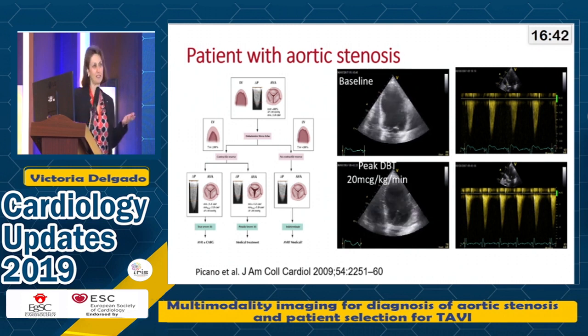So if you increase the contractile reserve and the flow, and the gradient increases, but also the aortic valve area increases above 1 square centimeter, that will be a pseudo-severe aortic stenosis. The problem is in the left ventricle. In principle, these patients are currently managed conservatively with medical therapy. And then we have a subgroup of patients where we cannot increase the flow, we cannot increase the contractile reserve, and we still remain in doubt whether that patient has true severe aortic stenosis or not.